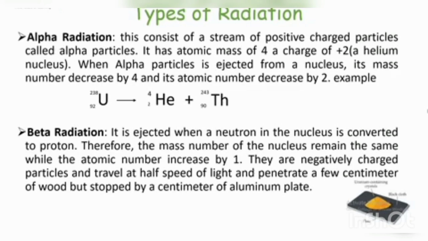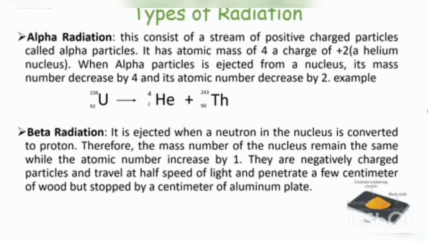Okay, good. Now the next one is beta radiation. It is ejected when a neutron in the nucleus is converted to a proton. Therefore, the mass number of the nucleus remains the same, while the atomic number increases by 1. These are negatively charged particles that travel at half the speed of light and penetrate a few centimeters of wood but are stopped by a centimeter of aluminium plate.